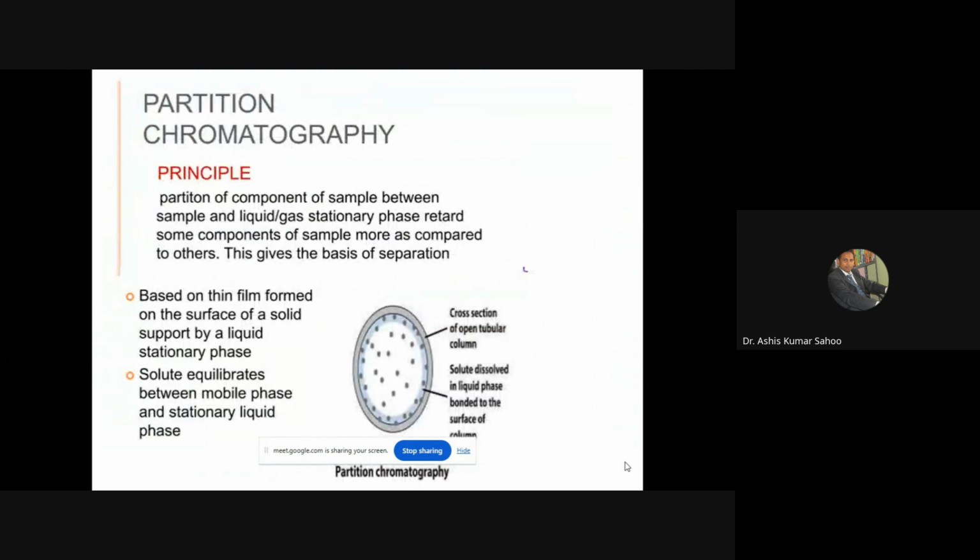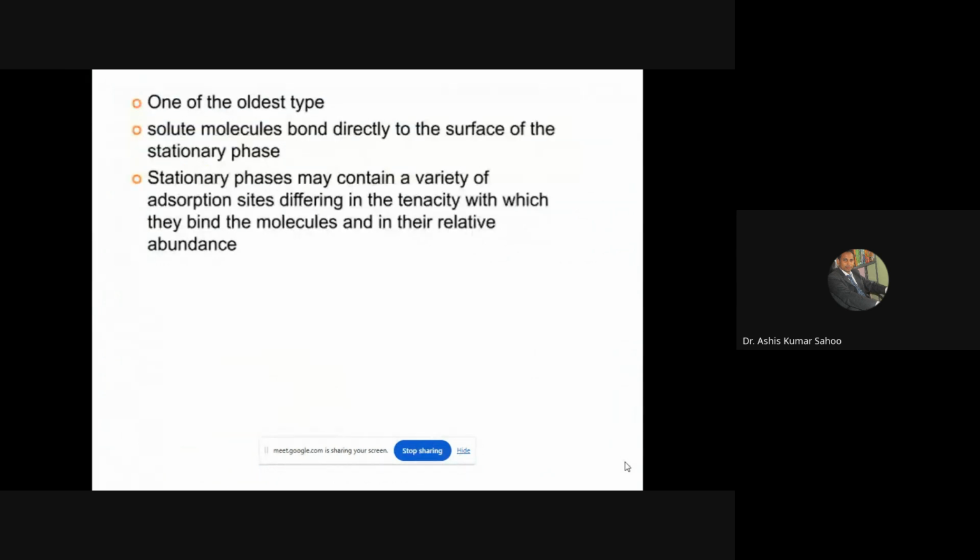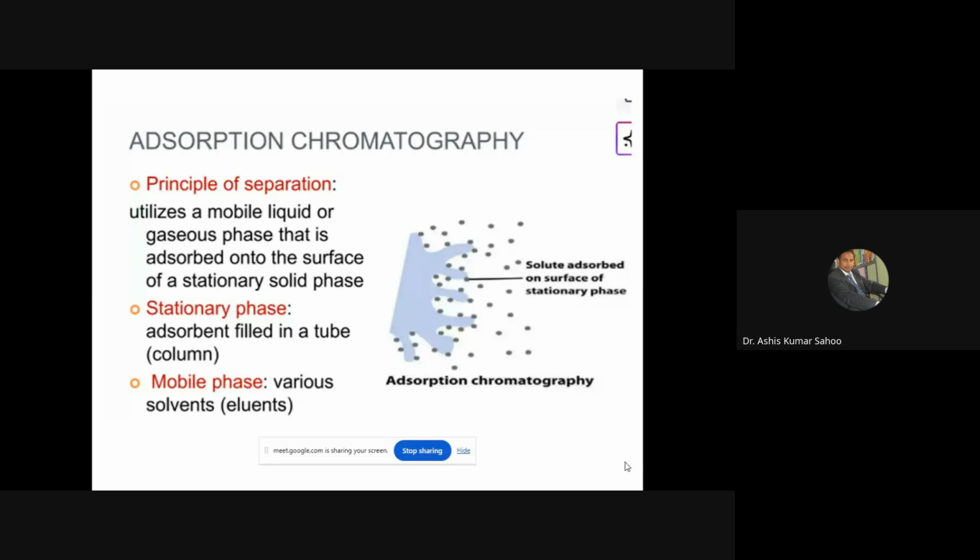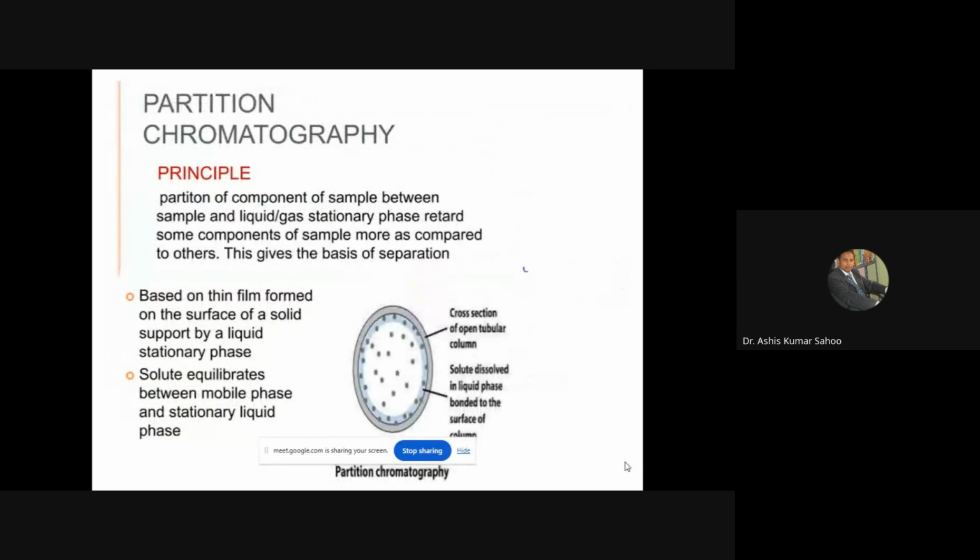So partition chromatography: the components of a sample partition between a liquid mobile phase and a liquid stationary phase, so that some components are retained more as compared to others. So these are the basic principles of partition. First we have seen adsorption chromatography, and the second one is partition chromatography, based on the thin film formed on the surface of a solid support by the liquid stationary phase, with solute equilibrium between the mobile and stationary phases.